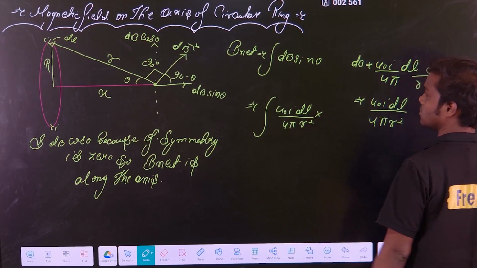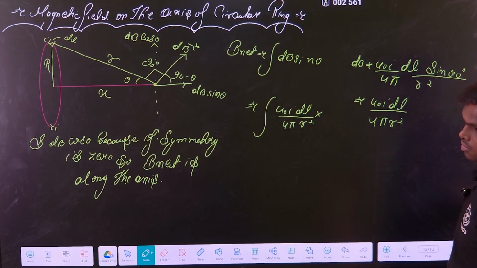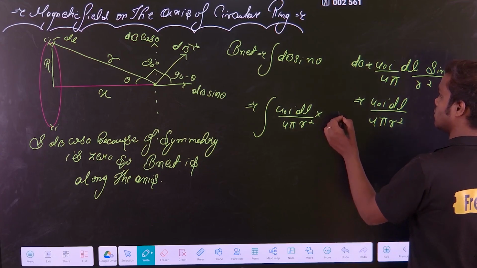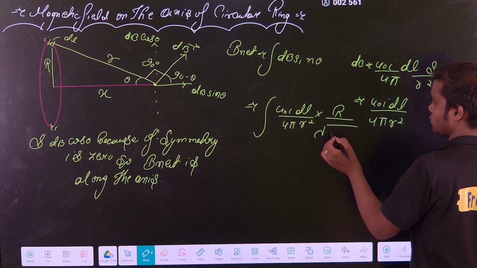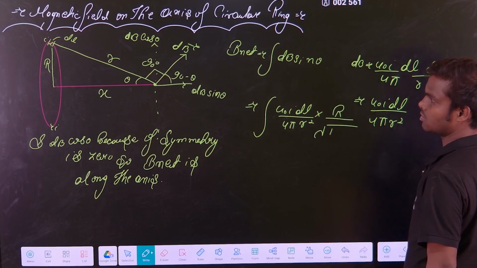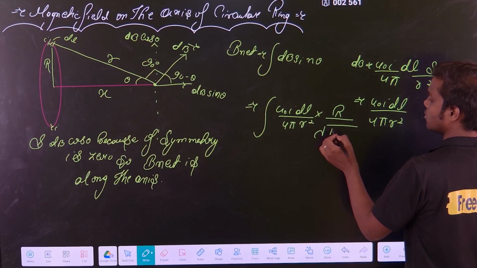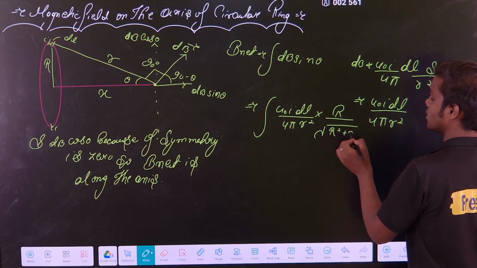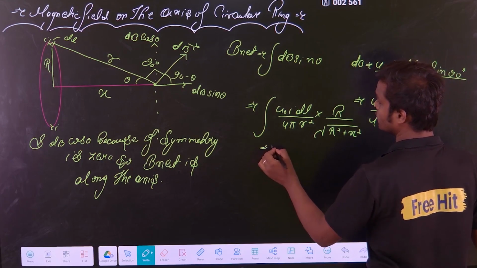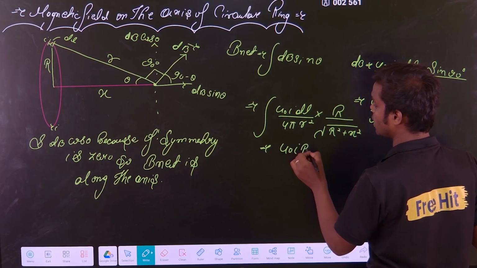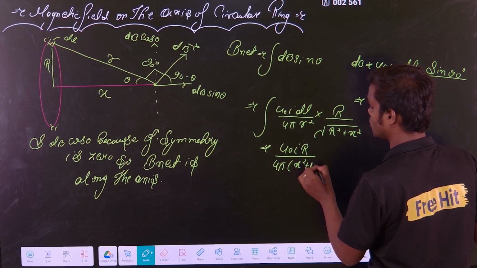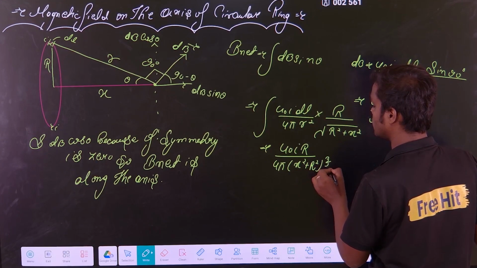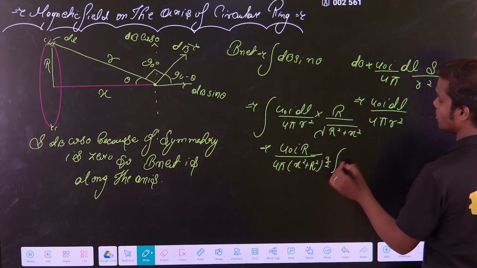What is sin theta? Sin theta is r upon under root of r square plus x square. Correct now? And what will this value become? Mu naught I into r divided by 4 pi, r square plus x square to the whole power 3 by 2, correct? And then you have to integrate dl.